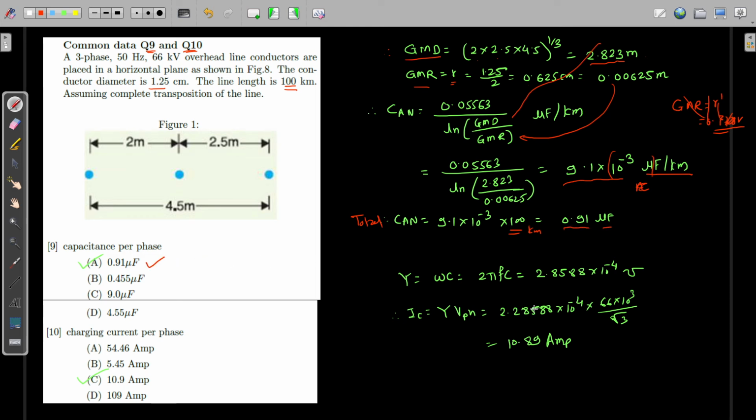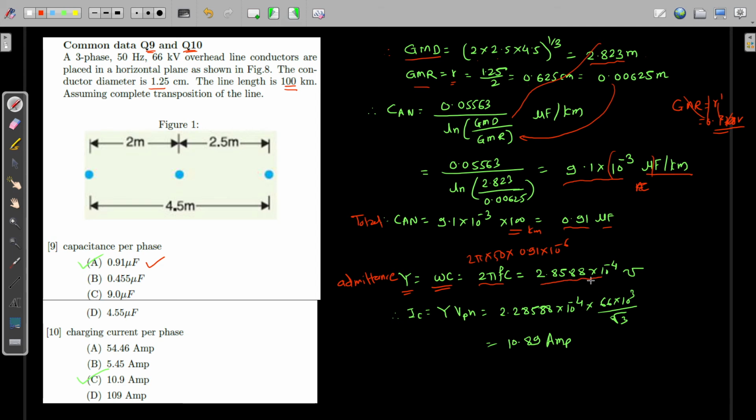So 0.91 microfarad. I want to determine the charging current. To determine the charging current, first I will determine the admittance. In this case, admittance is equal to omega C, that is 2 pi fC. So 2 into pi into frequency, which is given as 50, and the capacitance value is 0.91 into 10 to the power minus 6.